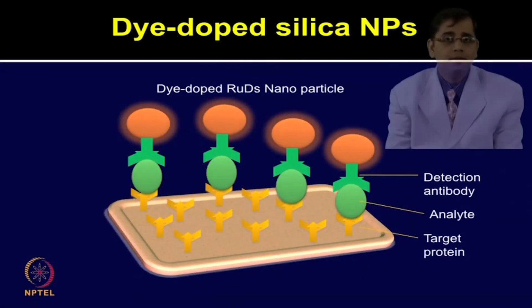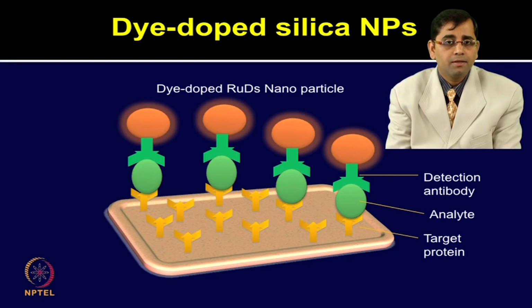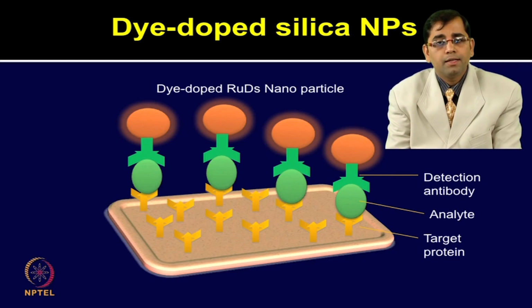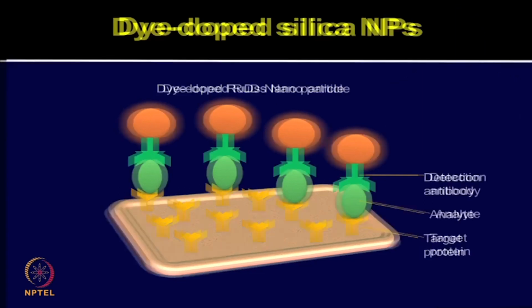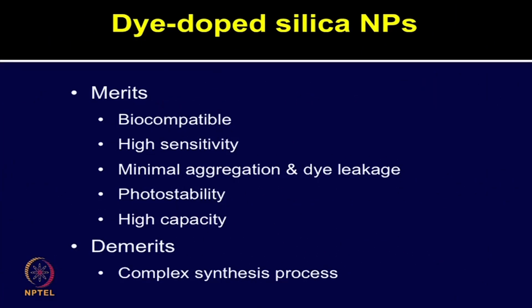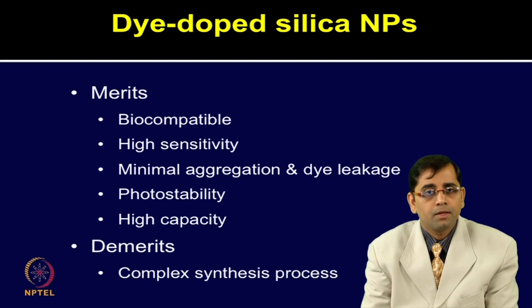As shown in this slide here, the silica based nanoparticles have a large quantity of fluorescent dye packed inside the matrix, and it can be used for selectively labeling of protein molecules for detection of biomolecular interactions. Dye doped silica nanoparticles applications have been used for a variety of investigations.